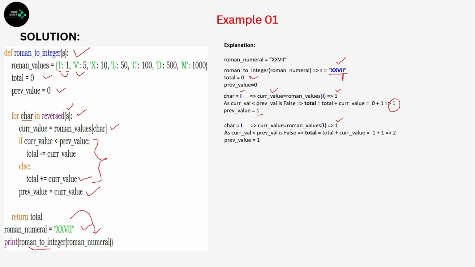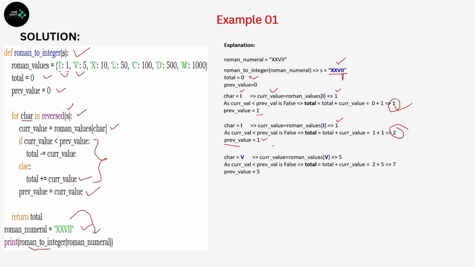As a result, I am going to add the current value to total. Earlier we had 1 in total, and now the current value 1 is added. As a result, the total is updated to 2. Now the previous value will take the current value. As a result, what happened? The previous value is updated to 1.